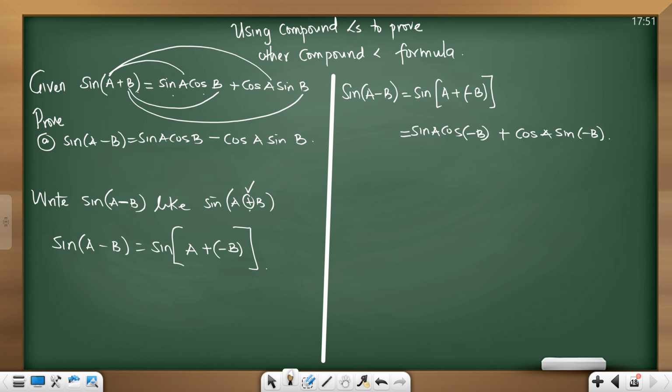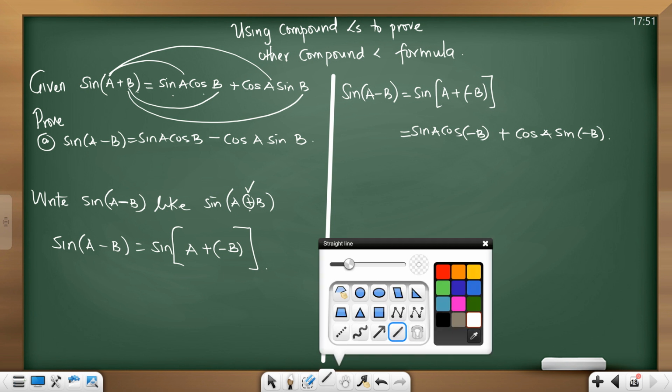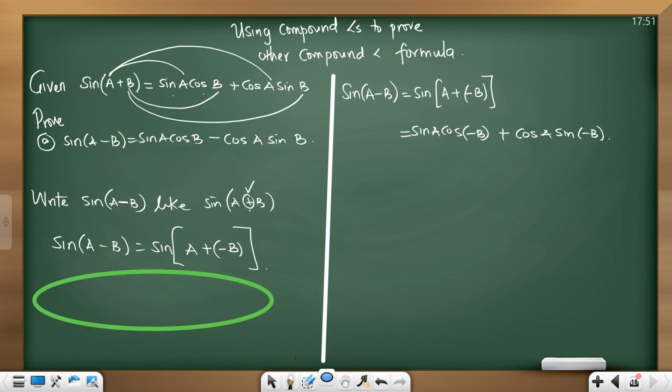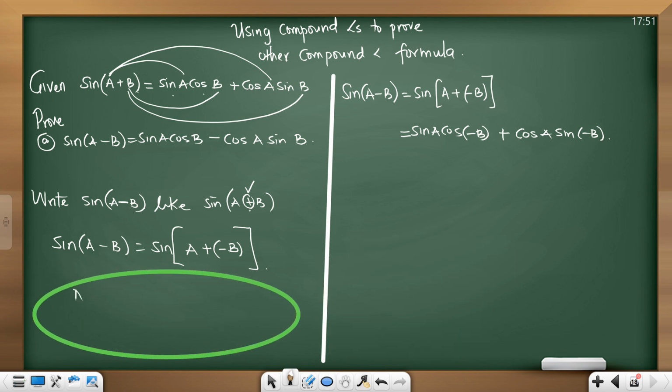And you must remember your negative angle formulas, reduction. Negative angle formulas: sine of minus theta is negative sine theta, fourth quadrant, and cos of negative theta is cos theta. And you can use a calculator to do that.